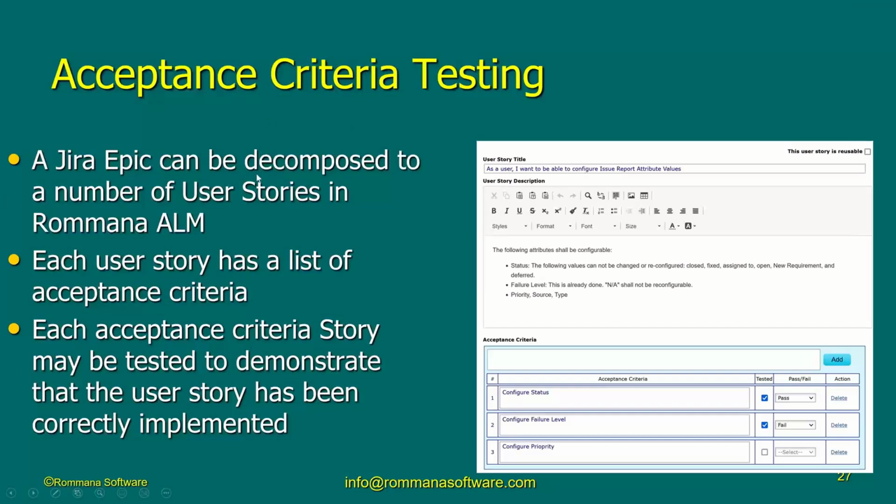The last thing I'm going to show you here is what they call acceptance criteria testing. In Rommana ALM, you can define your acceptance criteria for the user story. Each acceptance criteria can be tested separately because it is a separate line item, as you can see here. It can be tested or not, pass or not. Instead of having a text box that has 15 acceptance criteria, if you decide to use acceptance criteria, Rommana ALM app allows you to test every single acceptance criteria.